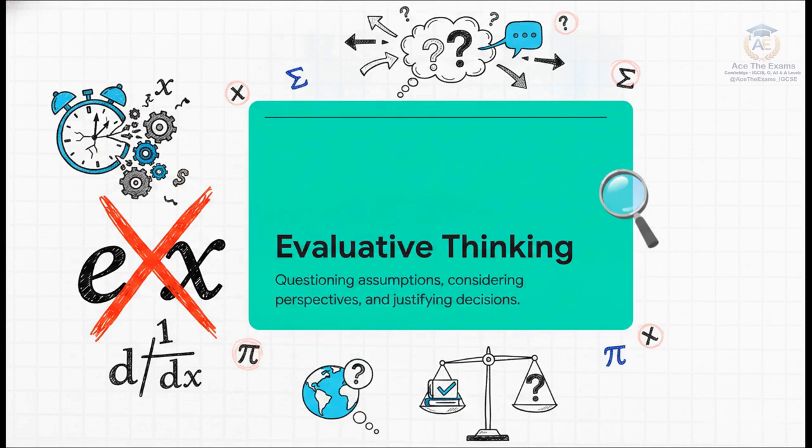It's about questioning the assumptions of the model, considering alternative perspectives, and justifying every single mathematical decision with hard evidence. If you just output a number without evaluating what that number means in the real-world parameters of the question, you fail the higher-order assessment objectives, period.